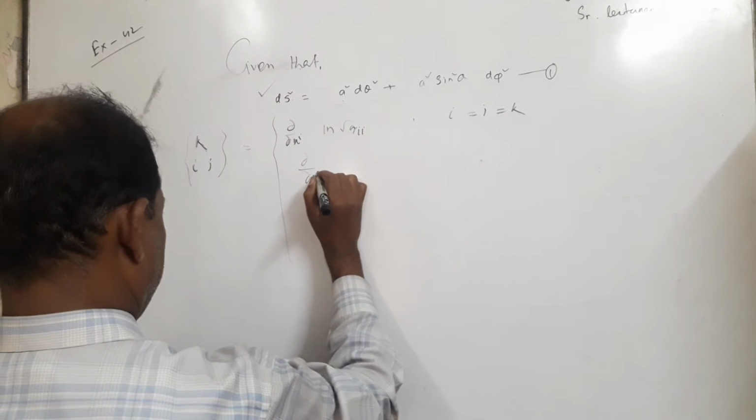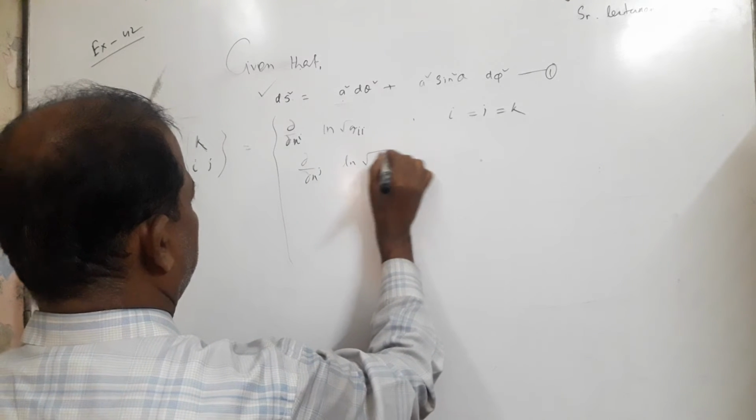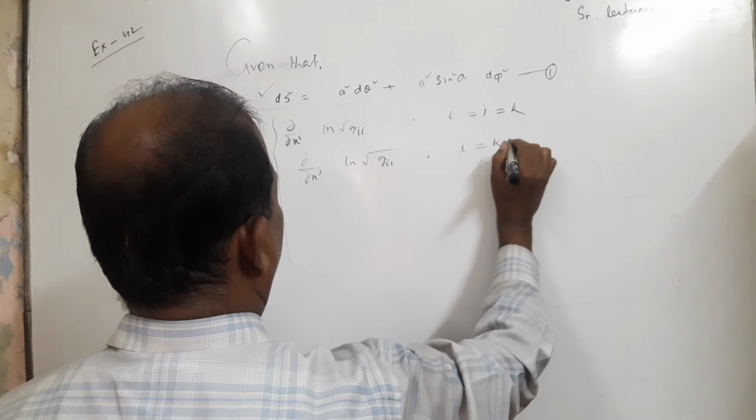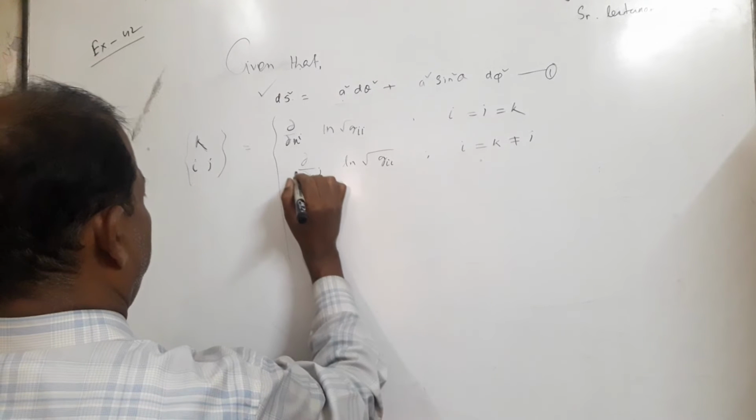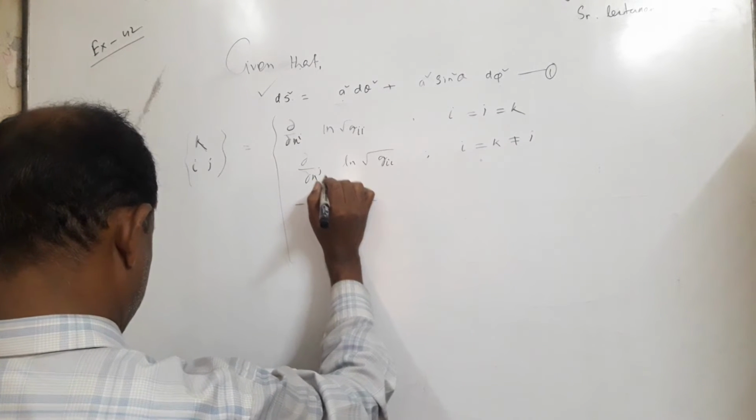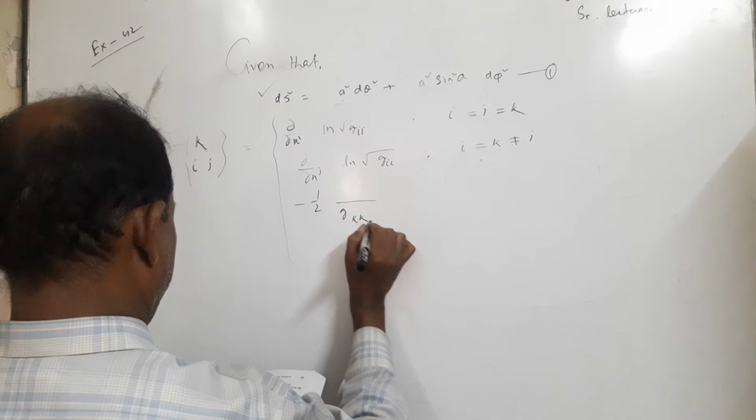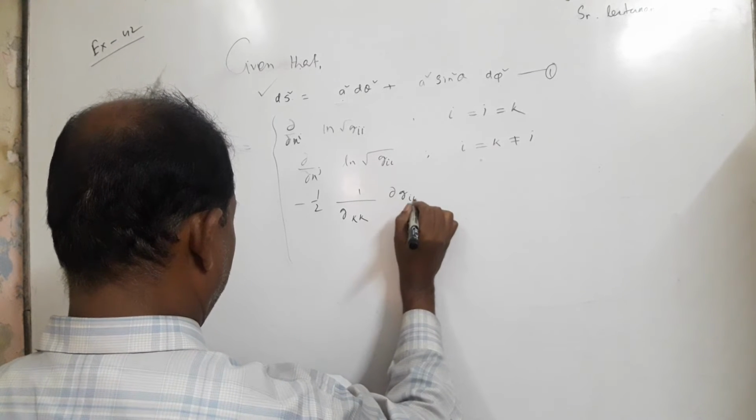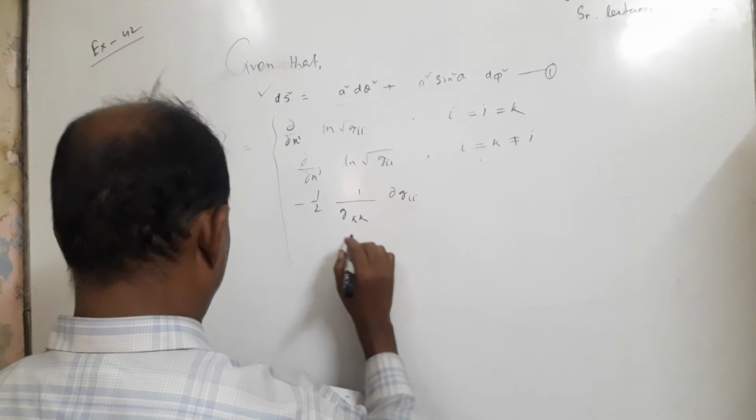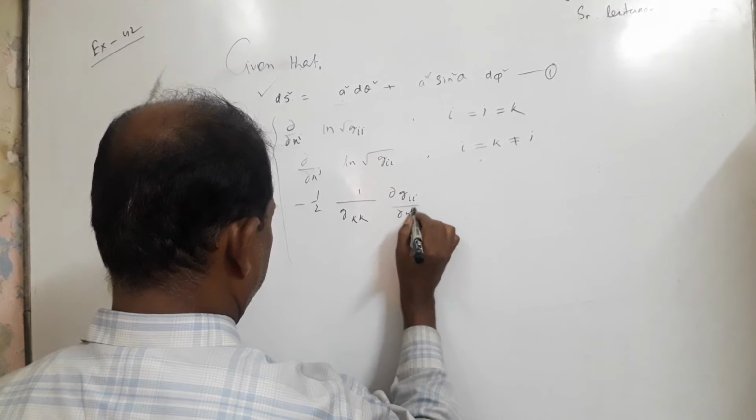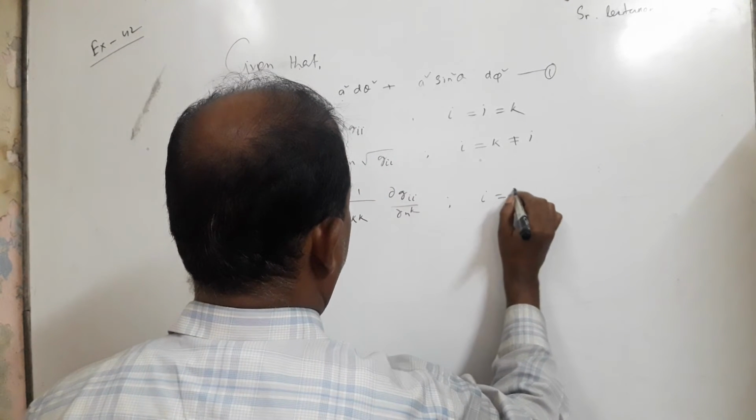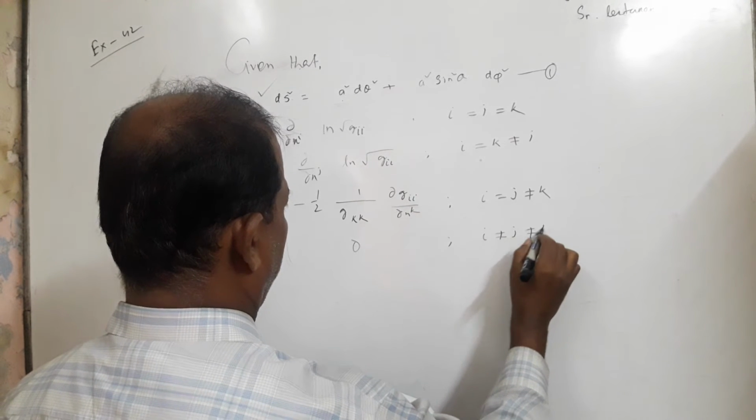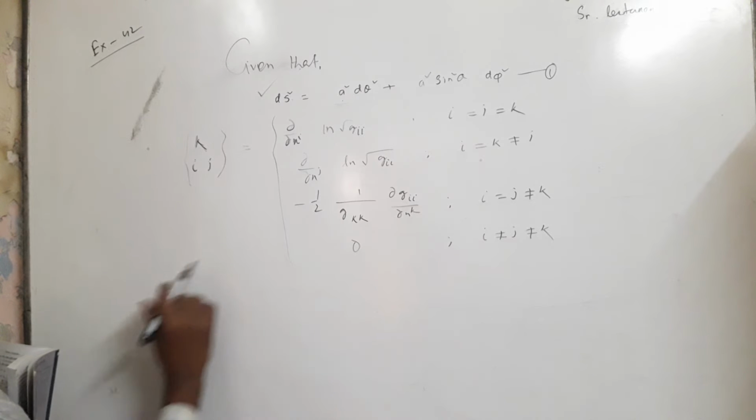∂/∂x^j of log root g_{ii}, where i is not equal to j, minus half of g_{kk} ∂g_{ii}/∂x^k divided by g_{ii}, where i equals j not k, and 0 where i is not equal to j is not equal to k. It's also the same as the first conditions.